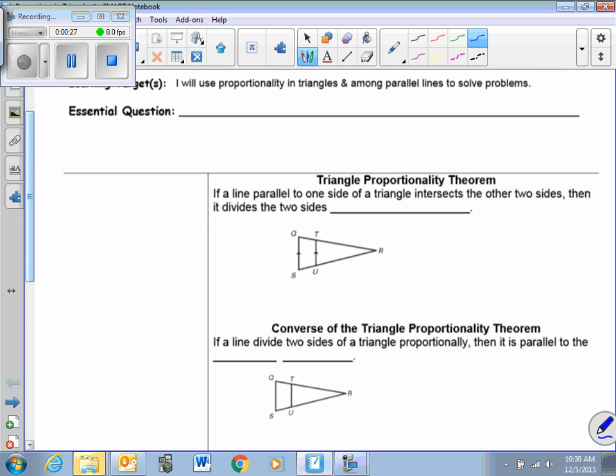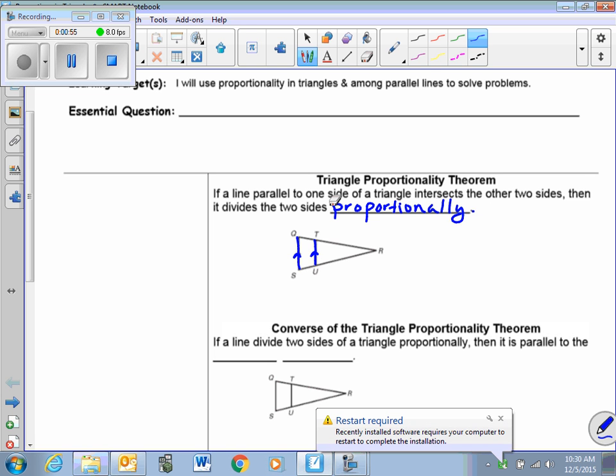First one is the triangle proportionality theorem, and it says, if a line parallel to one side of a triangle intersects the other two sides, then it divides the two sides proportionally. Okay, so let's look at our picture here. A line parallel to one side of a triangle. So here's our line that's parallel to this side of the triangle. TQ is the line that's parallel to the side of the triangle QS. And we can see that it intersects the other two sides of the triangle. Then what we know because of this theorem is that it divides these two sides proportionally.